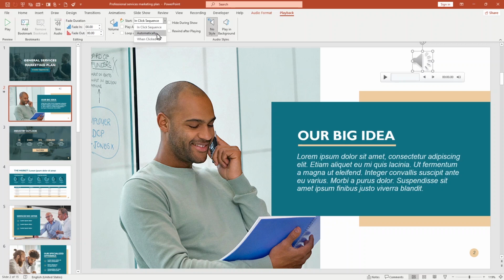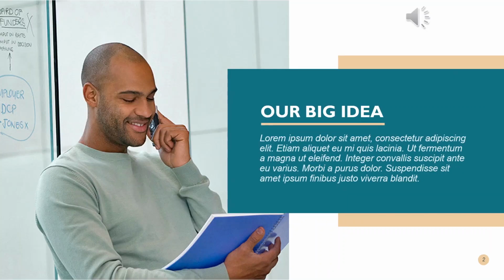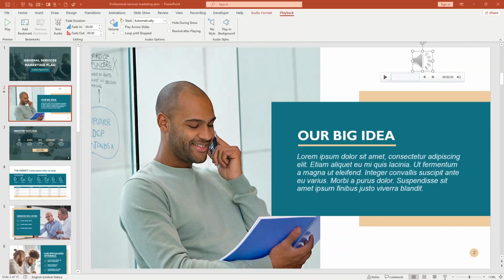If I say Automatically, it will play with the slide. Let's see, when I click on Automatically and use the preview, now it started with the music. Okay, so this is the easy way. Just hit Automatically and it will play the audio clip in your slide automatically, or when clicked.